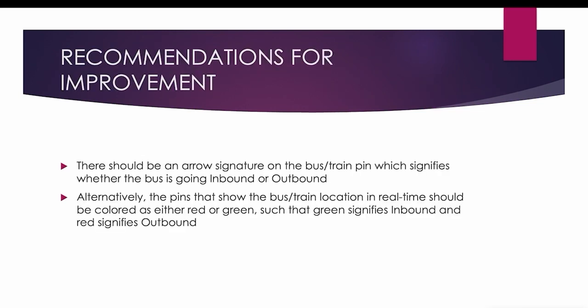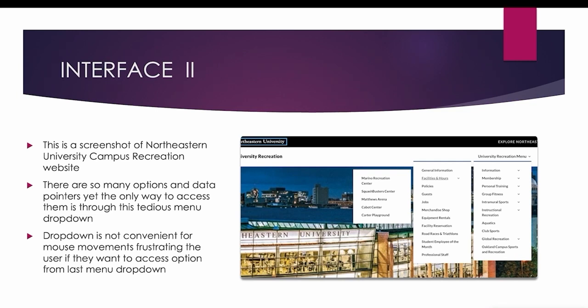The recommendations for improvement here are that there should be an arrow signature on the bus or the train pin which signifies whether the bus is going inbound or outbound. Alternatively, the pins that show the bus or train location in real time should be colored as either red or green, such that the green signifies inbound and the red signifies outbound. Moving on to the second interface.